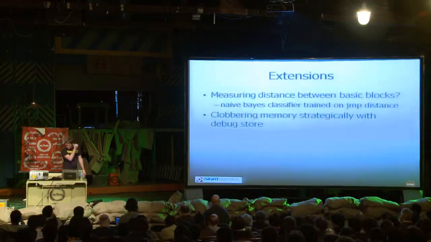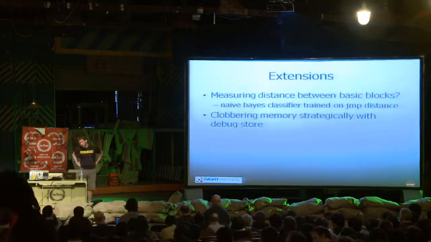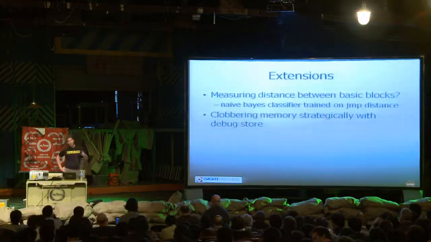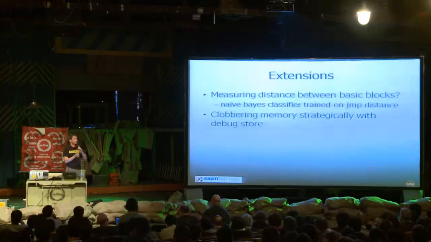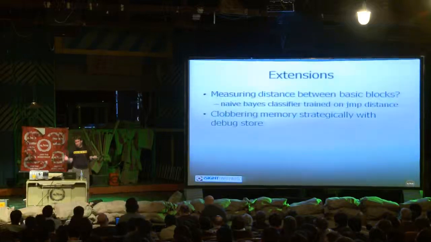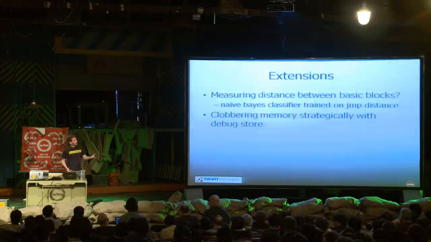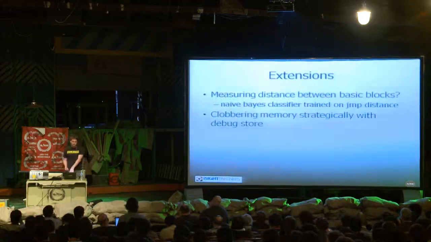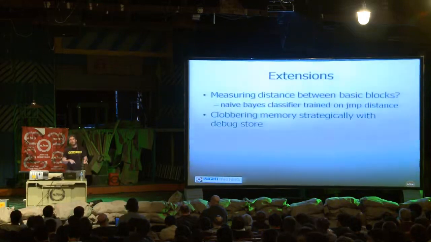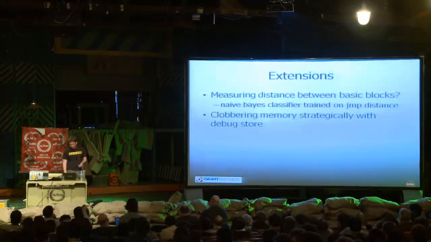This next slide is a little more experimental stuff that I don't even know will work. Measuring the distance between basic blocks, using some machine learning to train on jump distance. So you have samples, they might have the same jump distance between similar sized basic blocks. It's just a complete batshit crazy idea. It might work, why not? And then clobbering memory strategically with the debug store. So if a non-root VMM is allowed to write to this MSR, it might be able to overwrite memory in a different VM. It's a possibility.